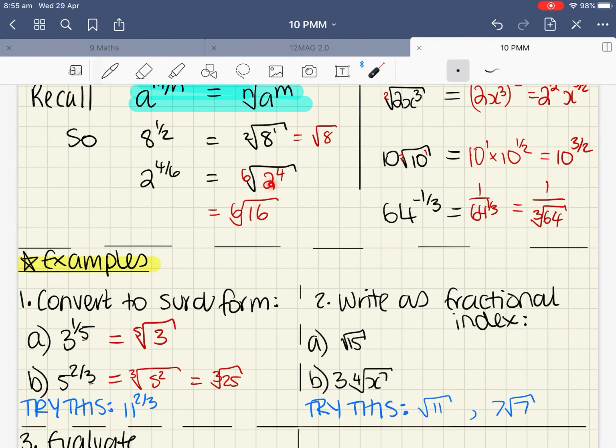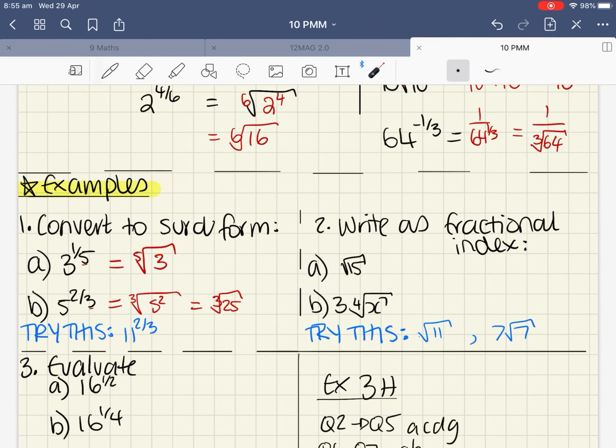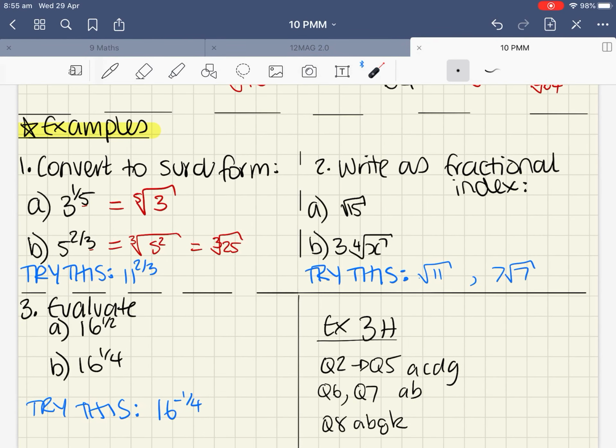And if we go back up to our theory here, you can see that I did that for 2 to the power of 4 as well. Now, have a go at this one. I'll write the answers up for all the try these at the end.